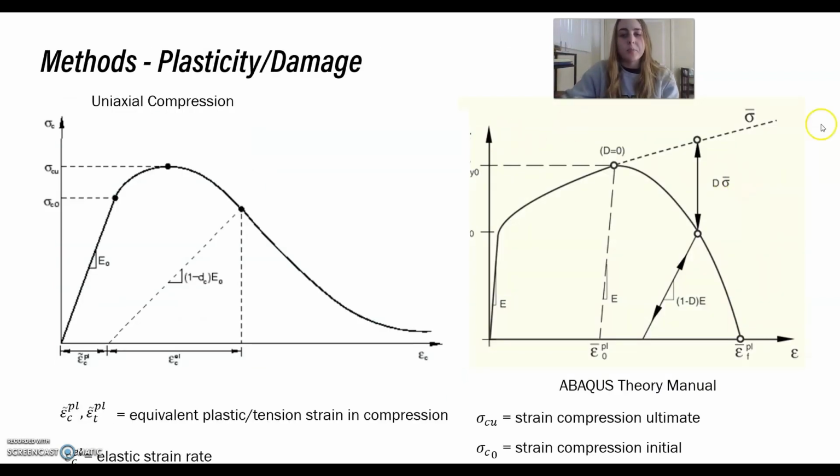Here are a couple examples pulled out of the Abaqus Theory Manual, which are really good at describing plasticity and damage. This is a uniaxial compression case, which is similar to what we're doing. It shows the combination of plasticity and damage. In this stress versus strain curve, the stress initializes, we get accumulating plastic deformation, and then you reach the ultimate stress, where D equals 0. That's where the initial damage begins.